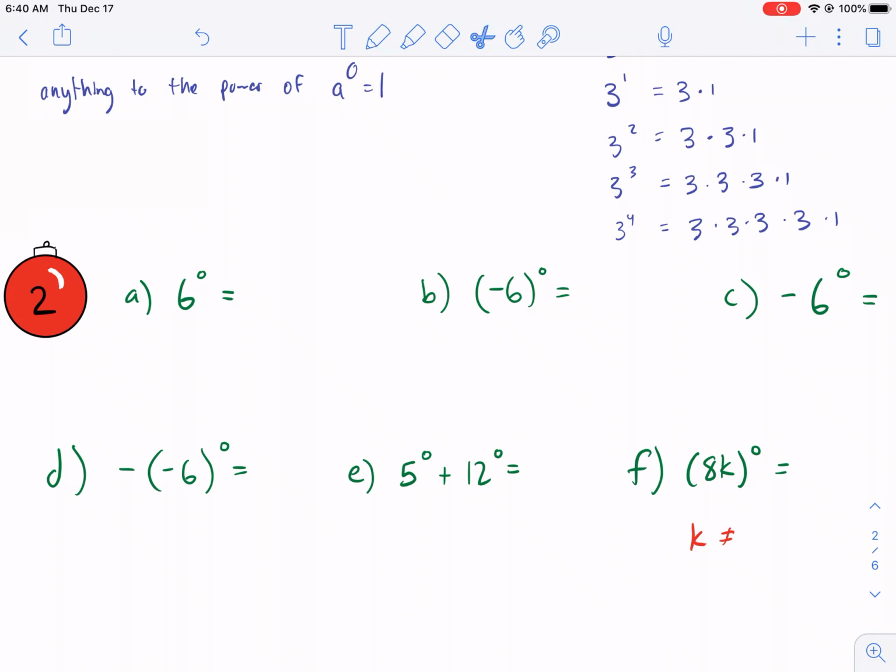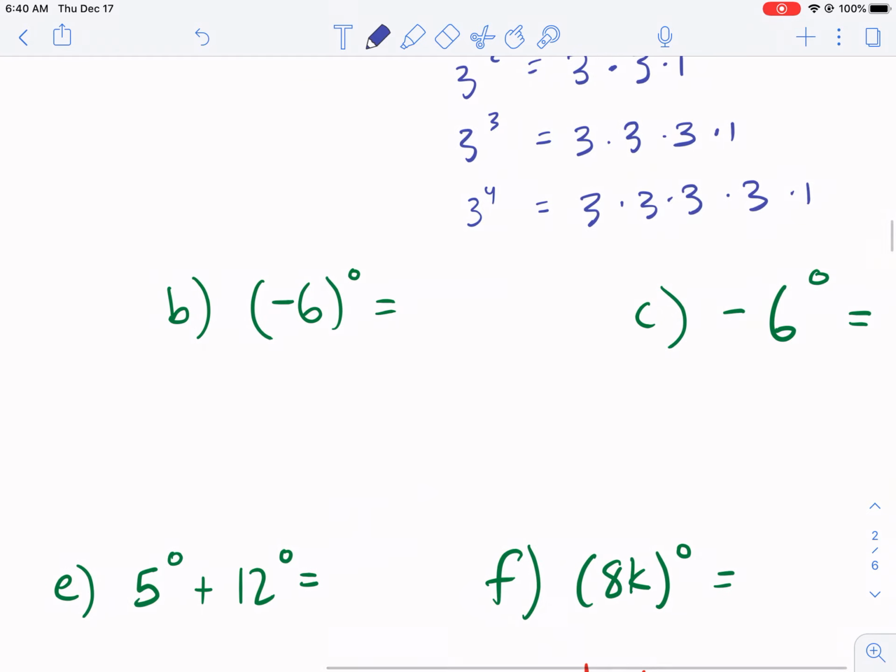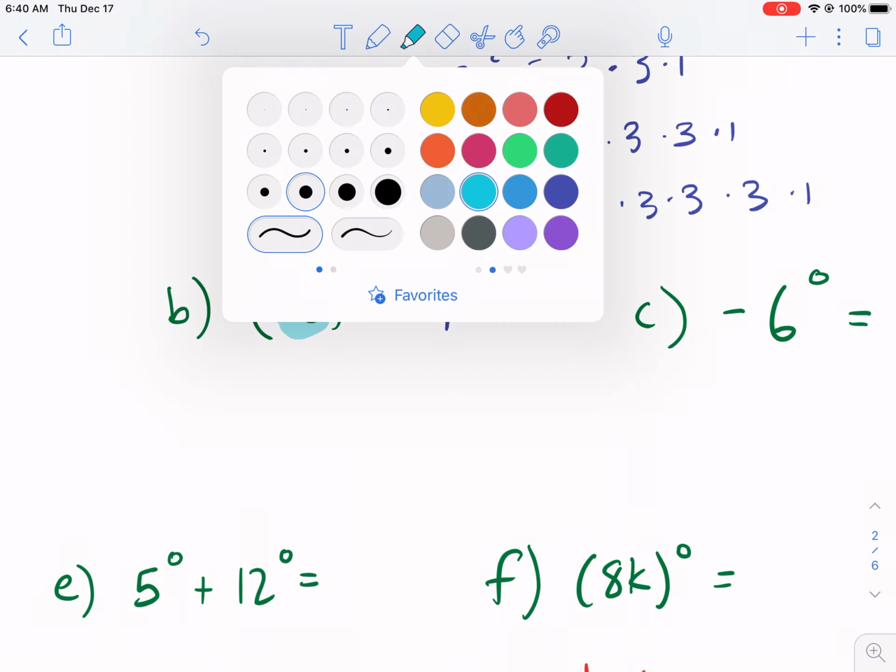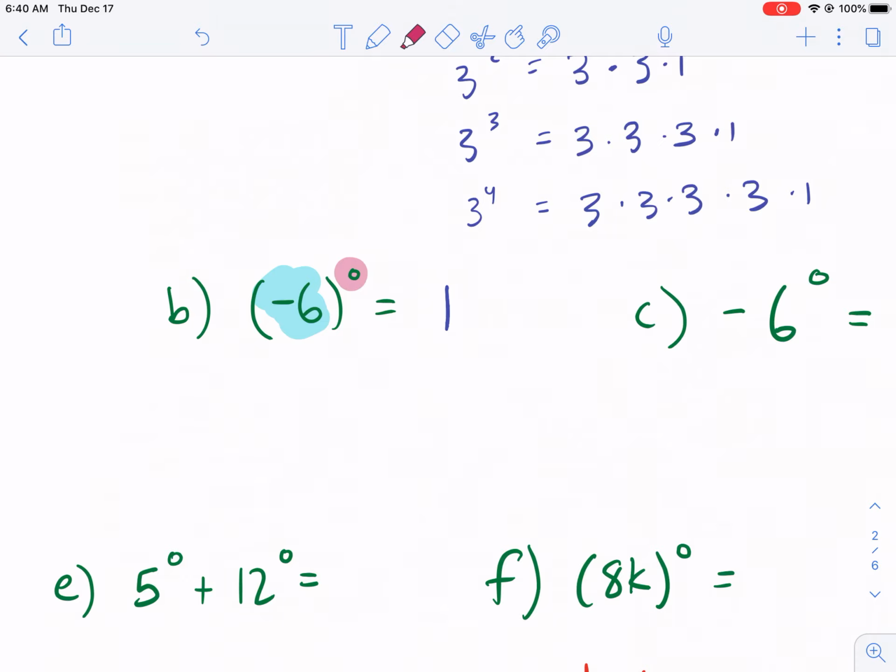I'm going to write this like this. Power of 0 equals 1. Okay. So we have 6 to the 0 power. We're going to write 1, okay? It's as simple as that. We have negative 6 to the 0 power. That is 1, okay? It doesn't matter. This whole thing in parentheses is raised to the 0 power, so it's 1.